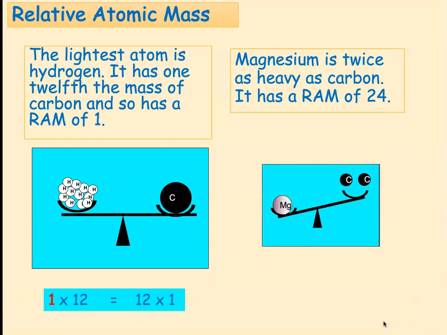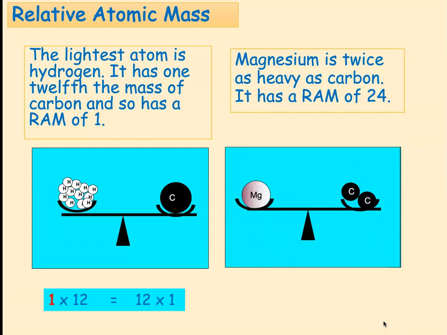Magnesium is twice as heavy as carbon. As you can see here, we need 2 carbon-12 atoms to make up 1 magnesium. Because it's twice as large, it's got to be twice as large as 12, so therefore it's 24 atomic mass units.